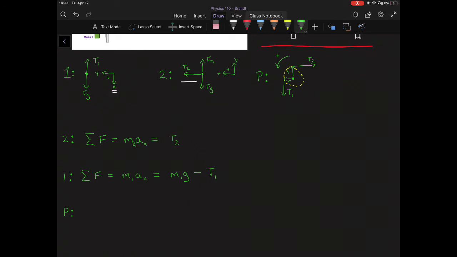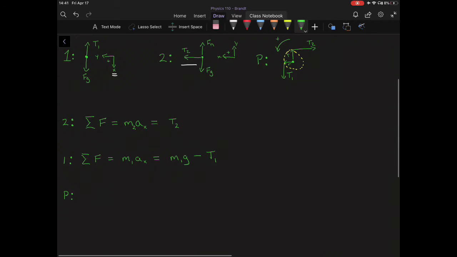So for a pulley, because it's rotating, we're going to have to use Newton's second law in the rotational frame, which is the sum of the torques is equal to I alpha. Now, we need to figure out what I is. So what is I for a pulley?